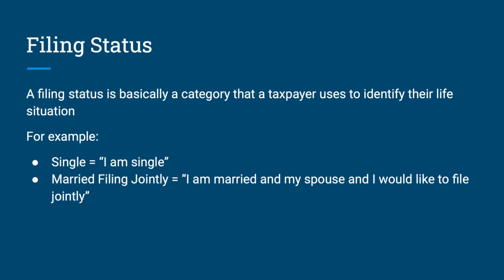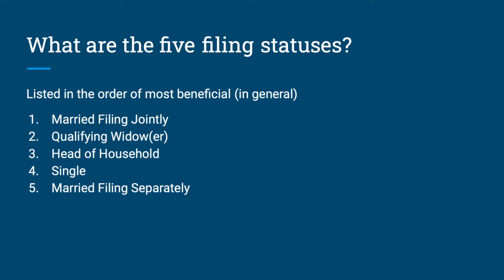So for example, if you're filing under the single filing status, you're saying, I am a single person. If you're filing under married filing jointly, you're saying, I am married and my spouse and I would like to file a return jointly. And so when we talk about the other filing statuses as well, thinking about it as a category that a taxpayer uses to identify their life situation really does fit, because that's what the filing status is meant to convey. It's meant to convey what the life situation of the taxpayer is. And so there are 5 filing statuses that a taxpayer can choose from.